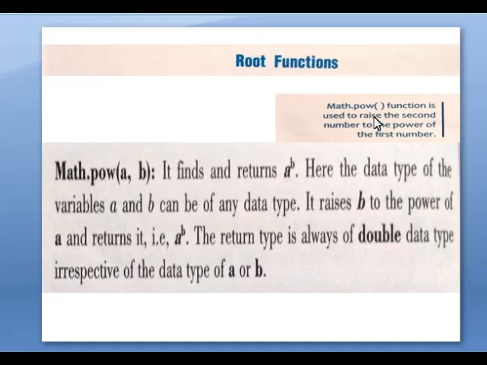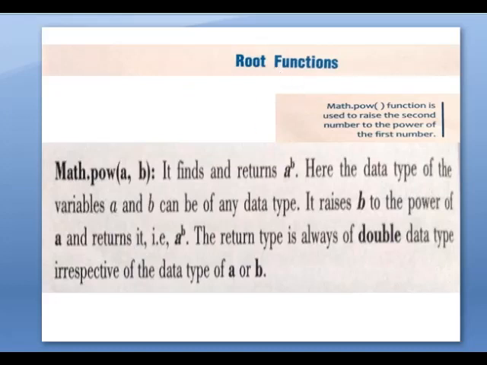The Math.pow function is used to raise the second number to the power of the first number. So if it is Math.pow of a, b, then a is the base and b is the power. It finds and returns a to the power b. Here the data type of the variables a and b can be of any data type. It raises a to the power of b and returns a power b. Okay, so this is the power function.